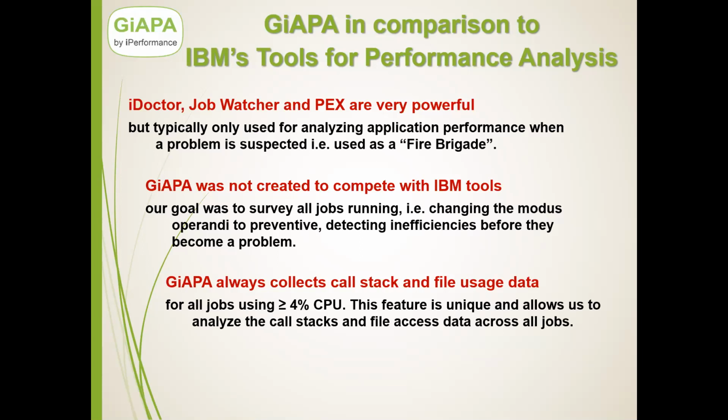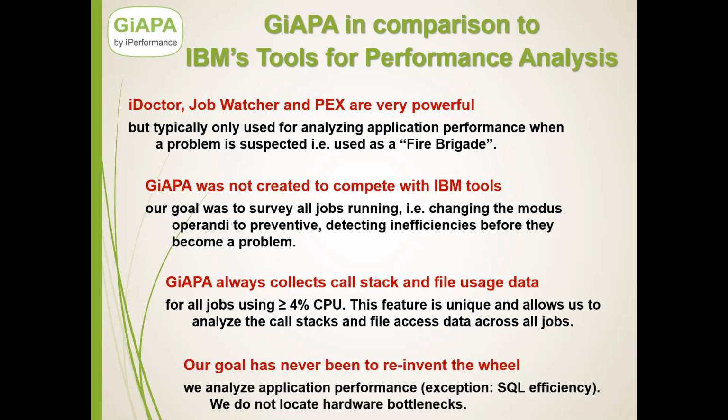GiAPA processes the resource usage data in real time, calculating, amongst others, how much CPU each job used within the last 15 seconds. If the CPU usage exceeded 4%, GiAPA will also collect information about which programs are running and which files are accessed, down to the statement line number or relative record number used. This enables GiAPA to document which program functions were used and how the databases were accessed for all jobs using any significant amount of resource.